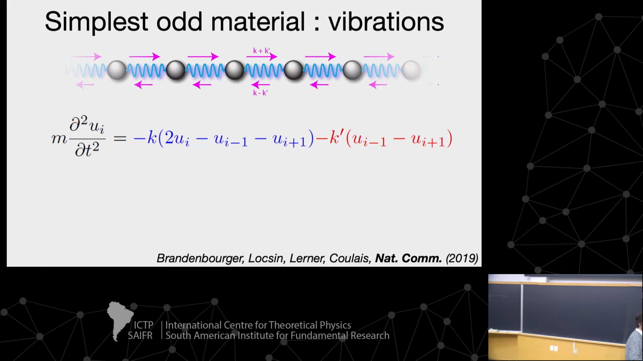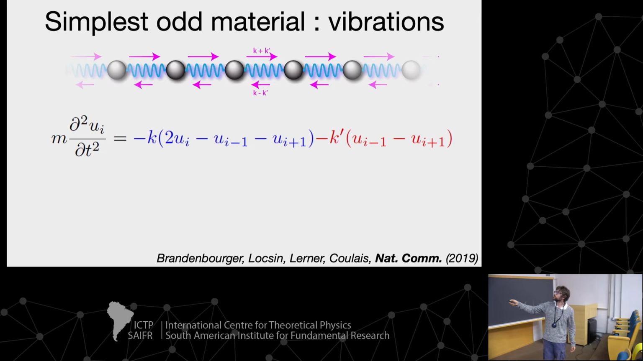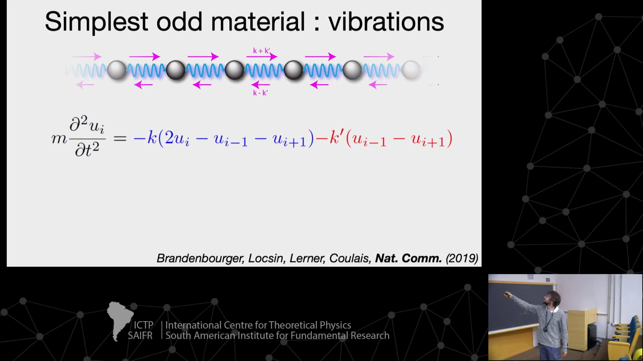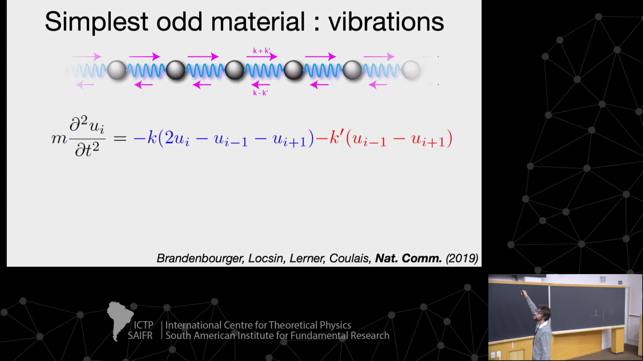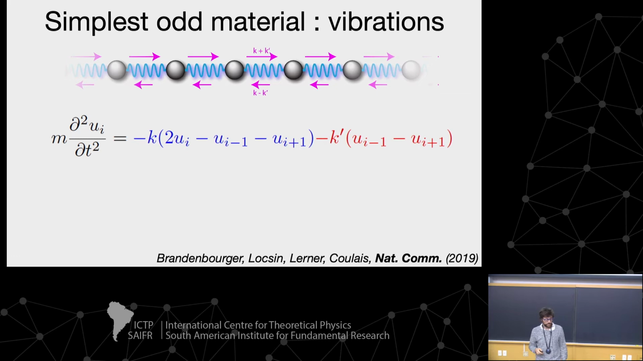So we have that equation, Newton's law. Acceleration here, this is the force of the usual springs that you have. But then here we have this weird force that has an asymmetry. You have a force that is proportional to the displacement of the left neighbor minus the displacement of the right neighbor. Okay?